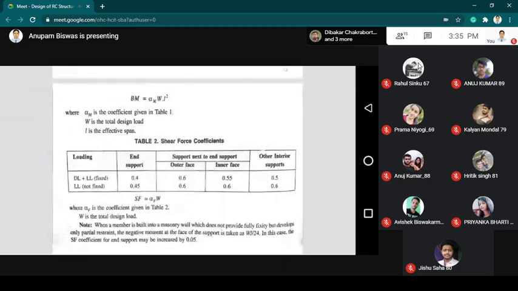So the bending moment coefficient is alpha m into W into L square. So the total bending moment will be alpha m into W into L square, where alpha m is the coefficient as given in table 1, W is the total design load, and L is the effective span.